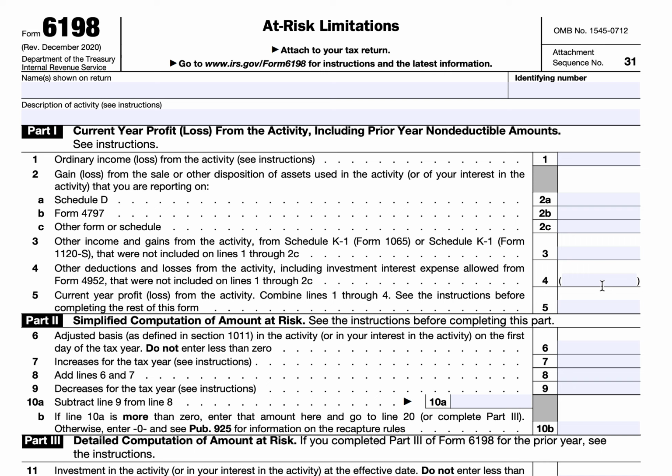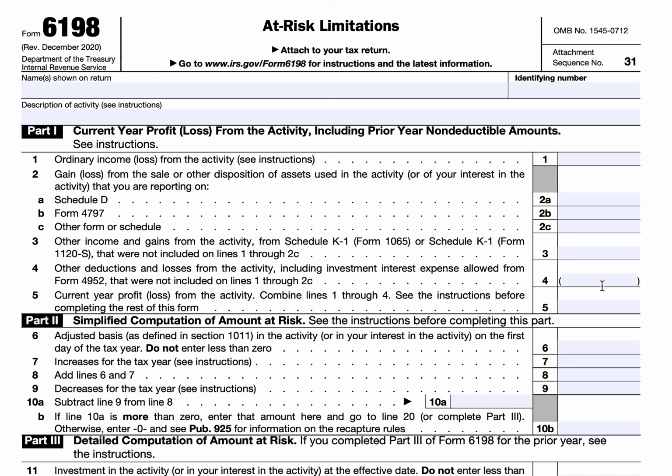If line 5 shows a current year profit, you might not have to complete the rest of the form. You would report all the income, deductions, gains, and losses shown as normally attached or normally used, and then attach them to your tax return. You would also attach Form 6198, and you would keep a copy for your records.